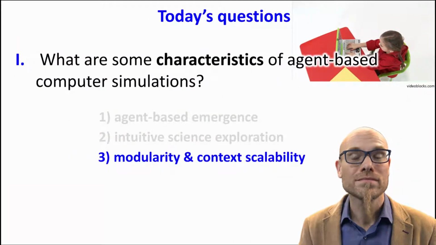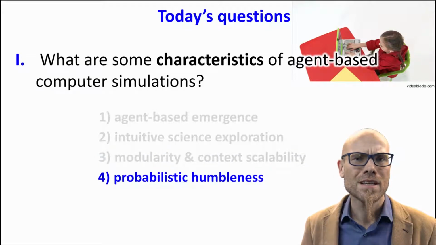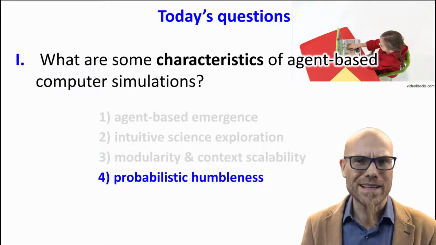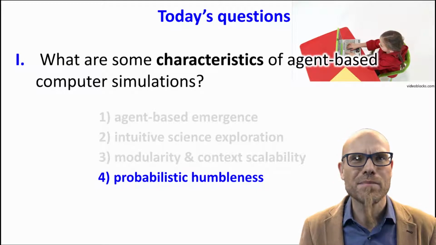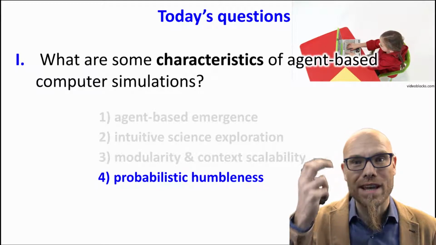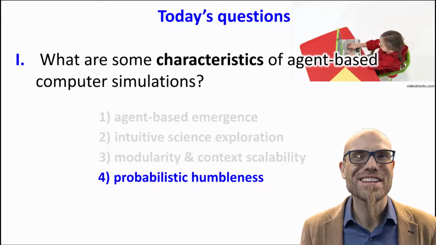This brings us to our last point, what I call probabilistic humbleness. What do I mean by that? I think I best explain that by running you through an agent-based model. The best way is to get your hands on it.